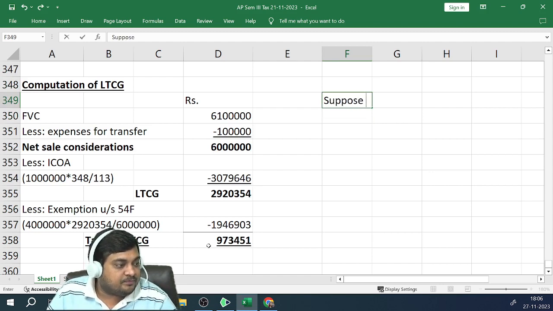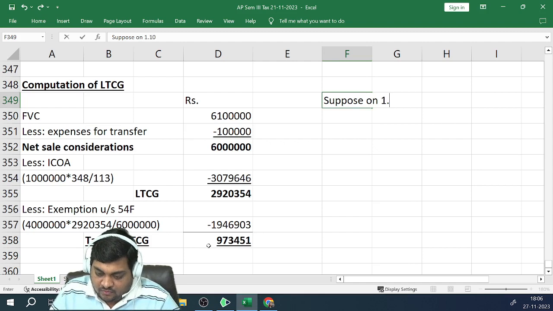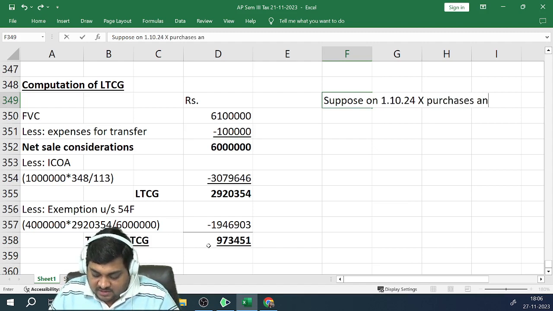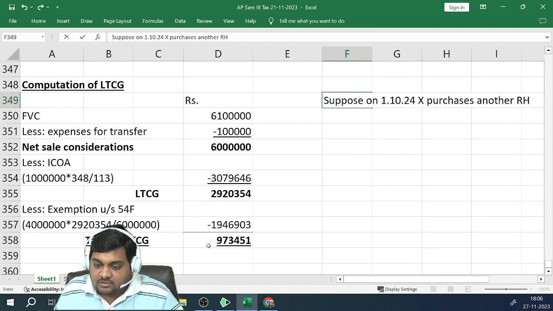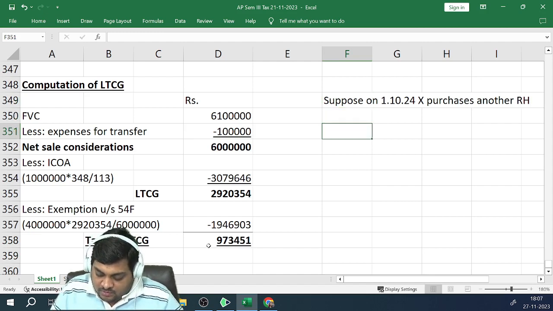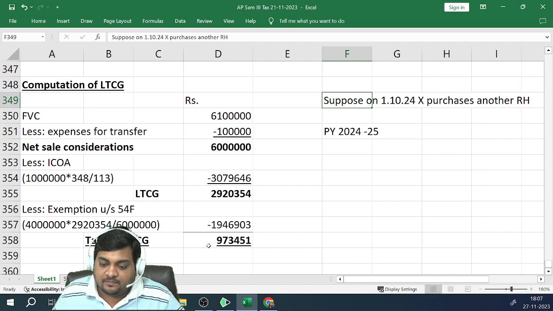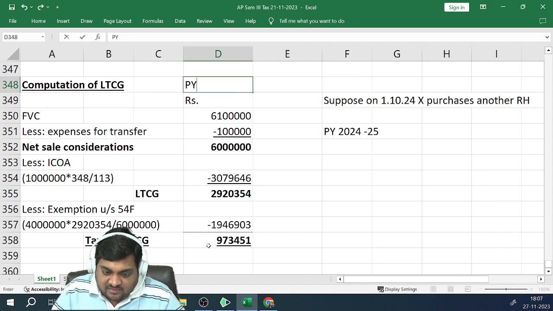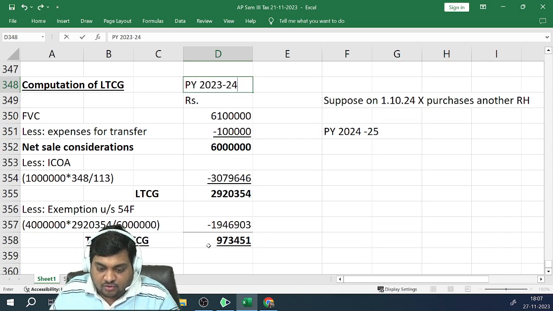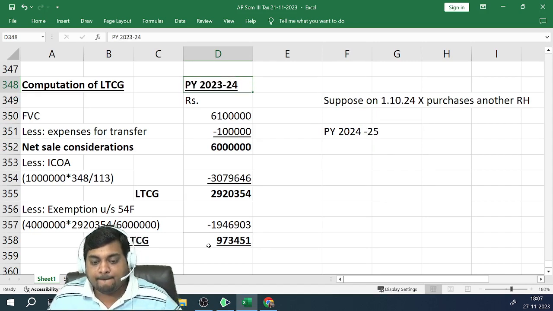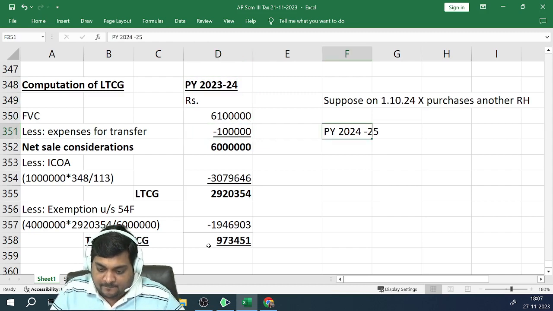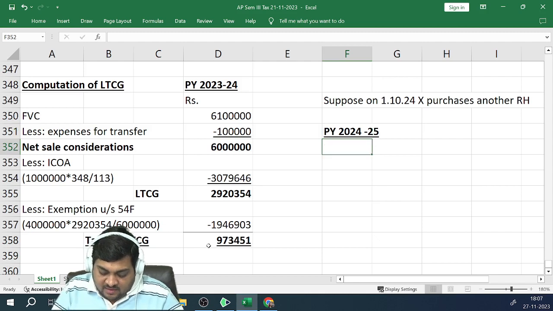Suppose on 1st October 24, X purchases another residential house. So previous year 2024-25. This is previous year 2023-24. So we have taxable LTCG.